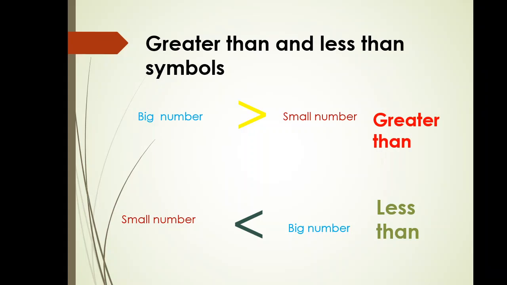I said when we have a big number on your left and a small number on your right, we use a greater than symbol. But when we have a smaller number on your left and a bigger number on your right, we use a less than symbol.